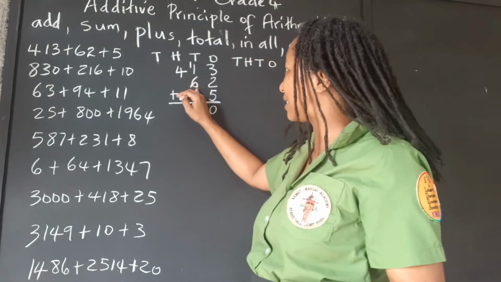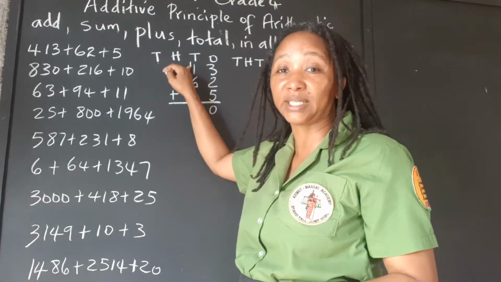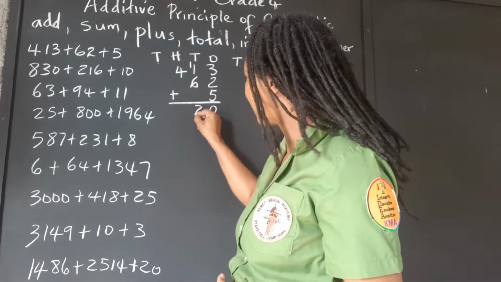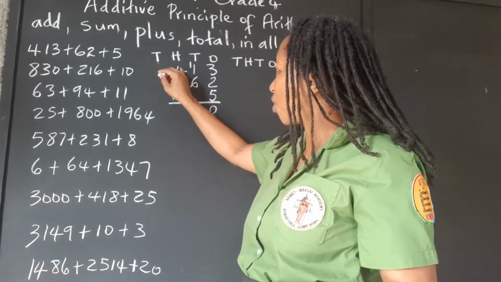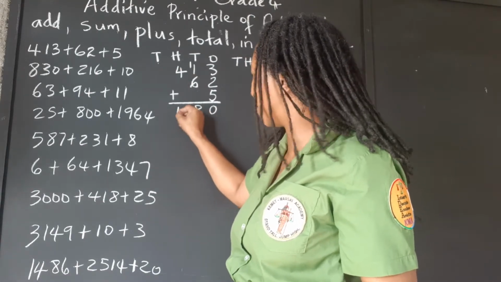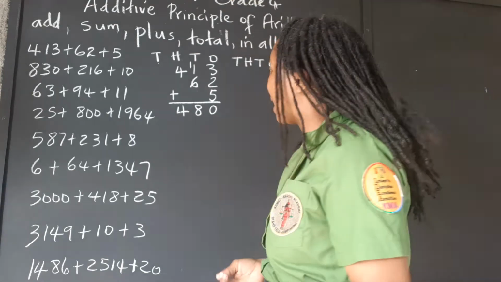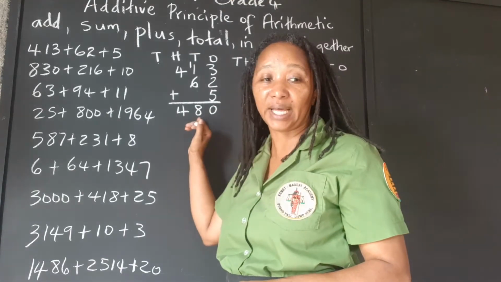Here we have 6 tens, 1 ten plus this 1 ten that we just carried over. That's 8 tens, 4 hundreds. There's nothing to add there, so we carry them down. So the sum, the result of adding these, is 480.